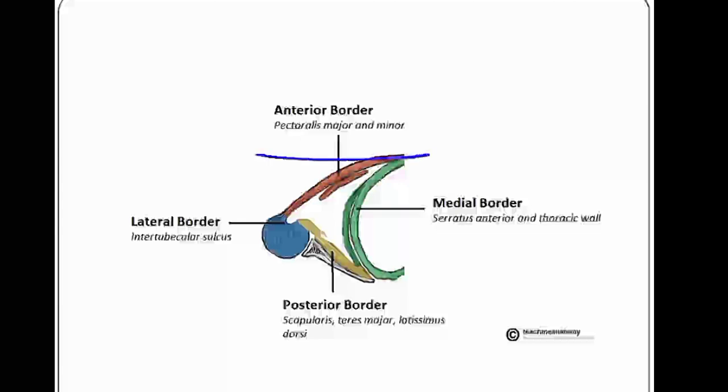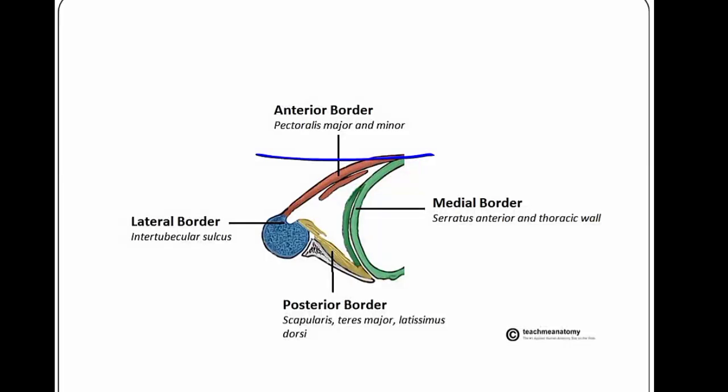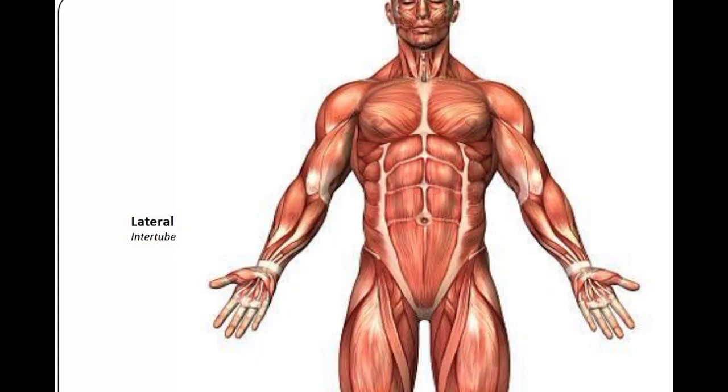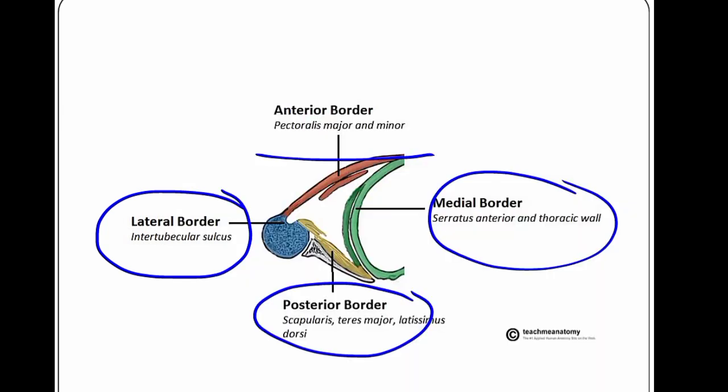by the pectoralis major muscle, and a medial border that is formed by the serratus anterior and thoracic wall, while its posterior border is formed by the subscapularis, teres major and latissimus dorsi muscle, and its lateral border is formed by the intertubercular sulcus that is present between the greater tubercle and lesser tubercle. This is called the intertubercular sulcus or bicipital groove. I have already mentioned it in the osteology of the humerus. Together, these walls form this triangular space that is called the axilla.